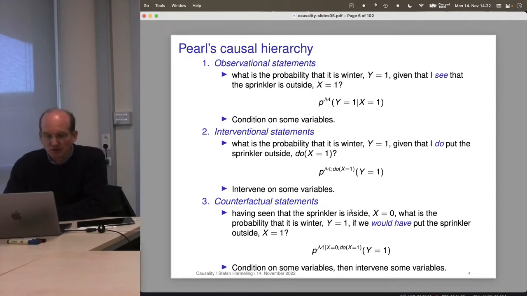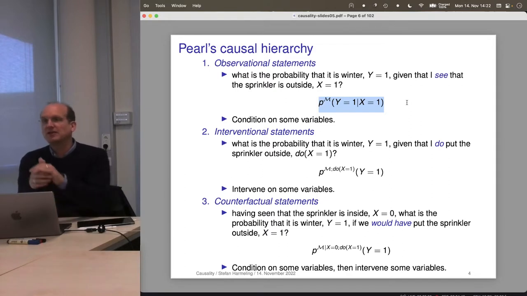People like Judea Pearl, who invented most of this, even claim that machine learning is up here, okay? So machine learning is only about finding correlations in the data. So you have a data set, a training data set, and then you train a neural network on it. And that is just capturing P of y given x.